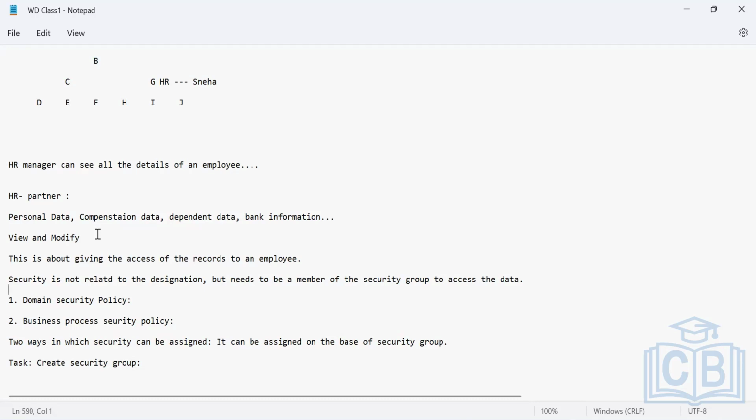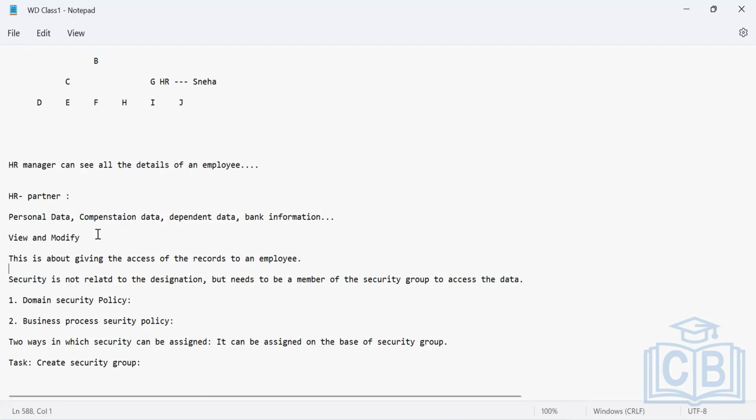Okay, so this is about your permissions. Another very important thing is that the security is given on security groups. The permissions are given on the security groups. So it is not important where you are giving the permissions, because you have to only give the permissions on a security group. You cannot give it anywhere. And the security is not at all related to your designation. I am a Workday consultant.